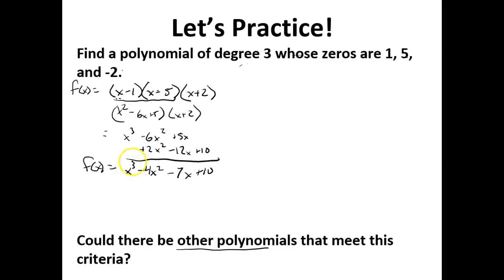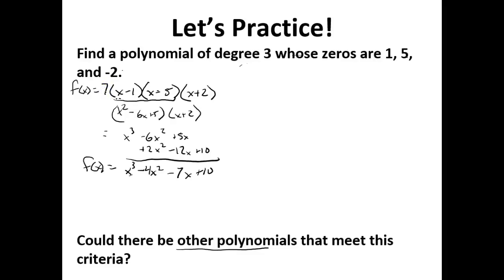It's degree 3. The largest exponent is 3. The zeros are 1, 5, and negative 2. I'm sure of that because it came from this right here when it was in the factored form. Could there be other polynomials that meet this criteria? Sure. What if this had been a 7 out front?